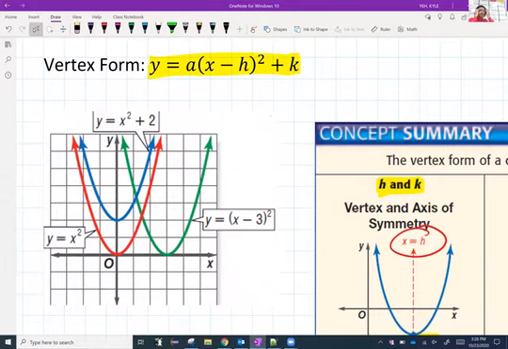You can see in this graphic, kind of on the left side of the screen, red is our starting point, y equals x squared. It's at the origin, it's facing up, it's not skinny, but it's not wide, it's just our standard. You'll notice y equals x squared plus 2. Well, that k value is that plus 2, which means it moved up 2 units from the origin. And that's why its vertex is 2 units up here.